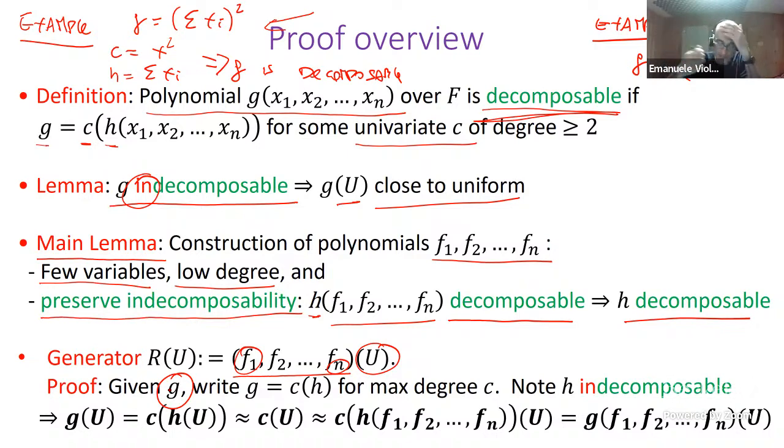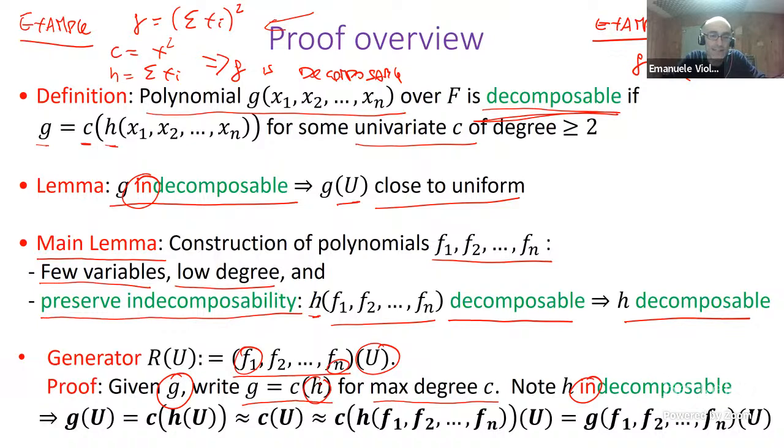So my first step is that I'm going to write g as c composed with h, where c now is a univariate polynomial of maximum degree. So I pick a univariate polynomial of maximum degree and I write g as c of h. And a critical observation is that this h here is indecomposable. Can someone tell me why that's the case?